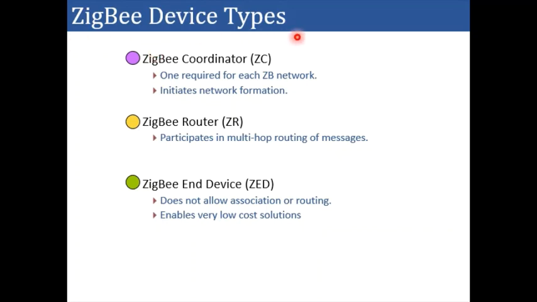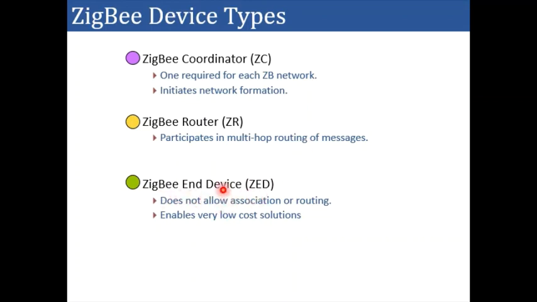Let's see the various ZigBee devices we use in the ZigBee network. We use three types of devices. One is the ZigBee coordinator. A ZigBee coordinator is required in each ZigBee network to initiate the network formation. It is also responsible for coordinating among the various ZigBee devices. A ZigBee router is required to participate in multi-hop routing of the messages. So the router node is responsible for hopping the data from one end to the other.